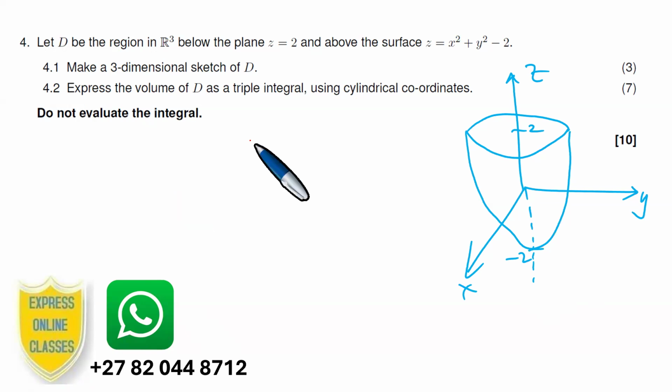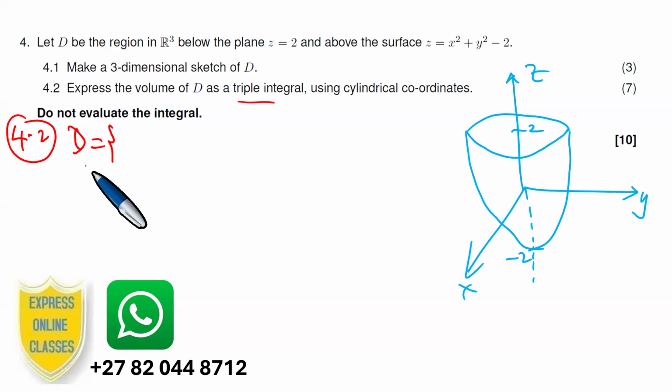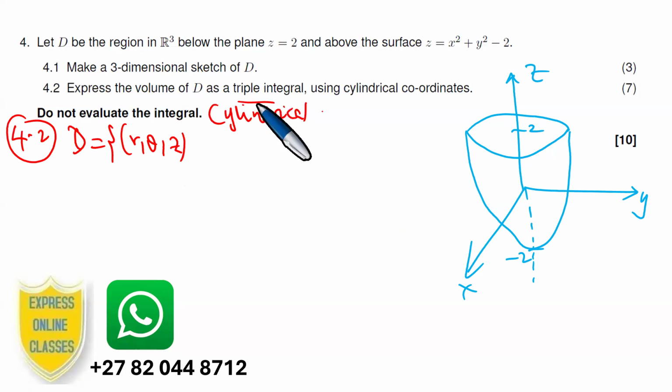Express the volume of D as a triple integral using cylindrical coordinates. In 4.2, you have D for the cylindrical coordinates. We use r, theta, z for what we call cylindrical coordinates.